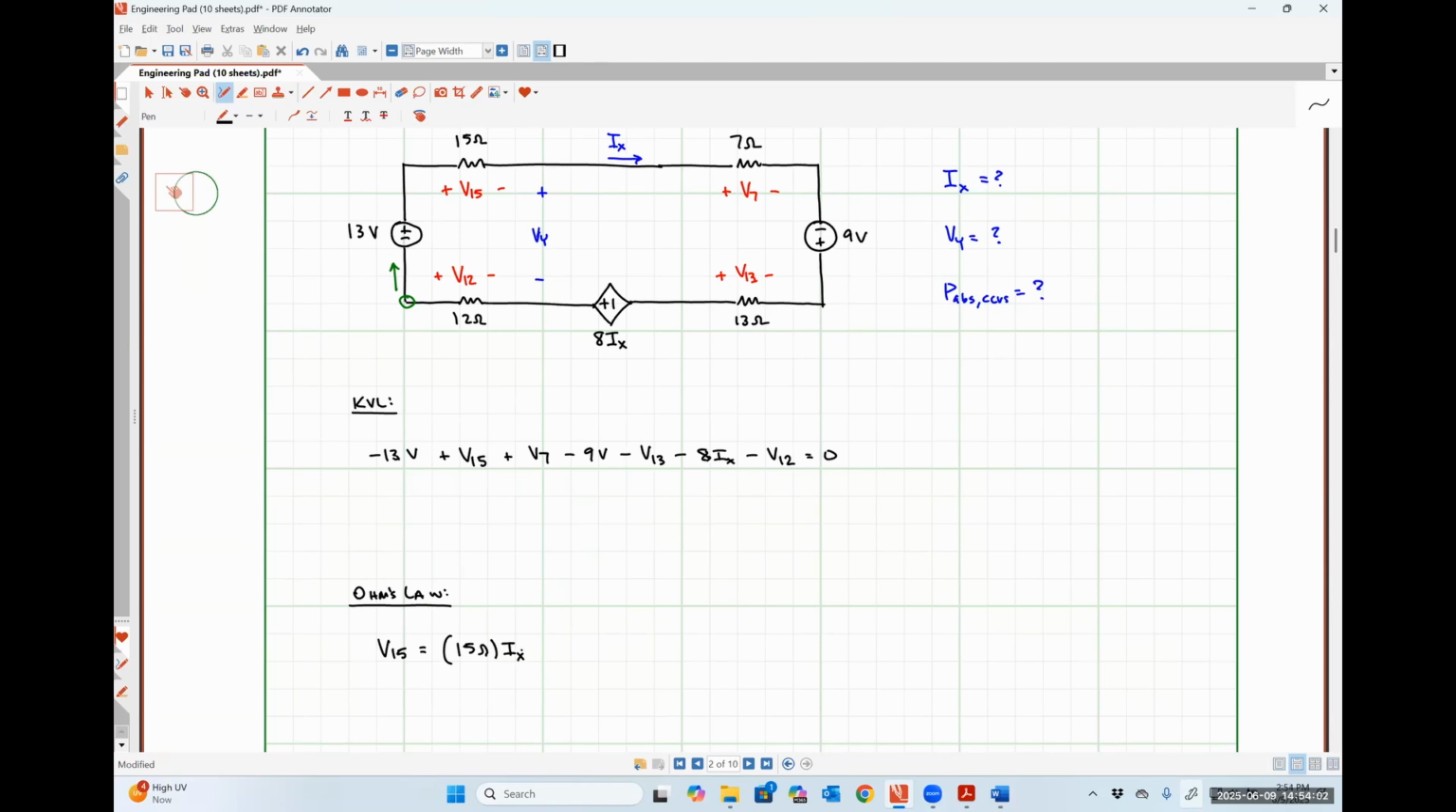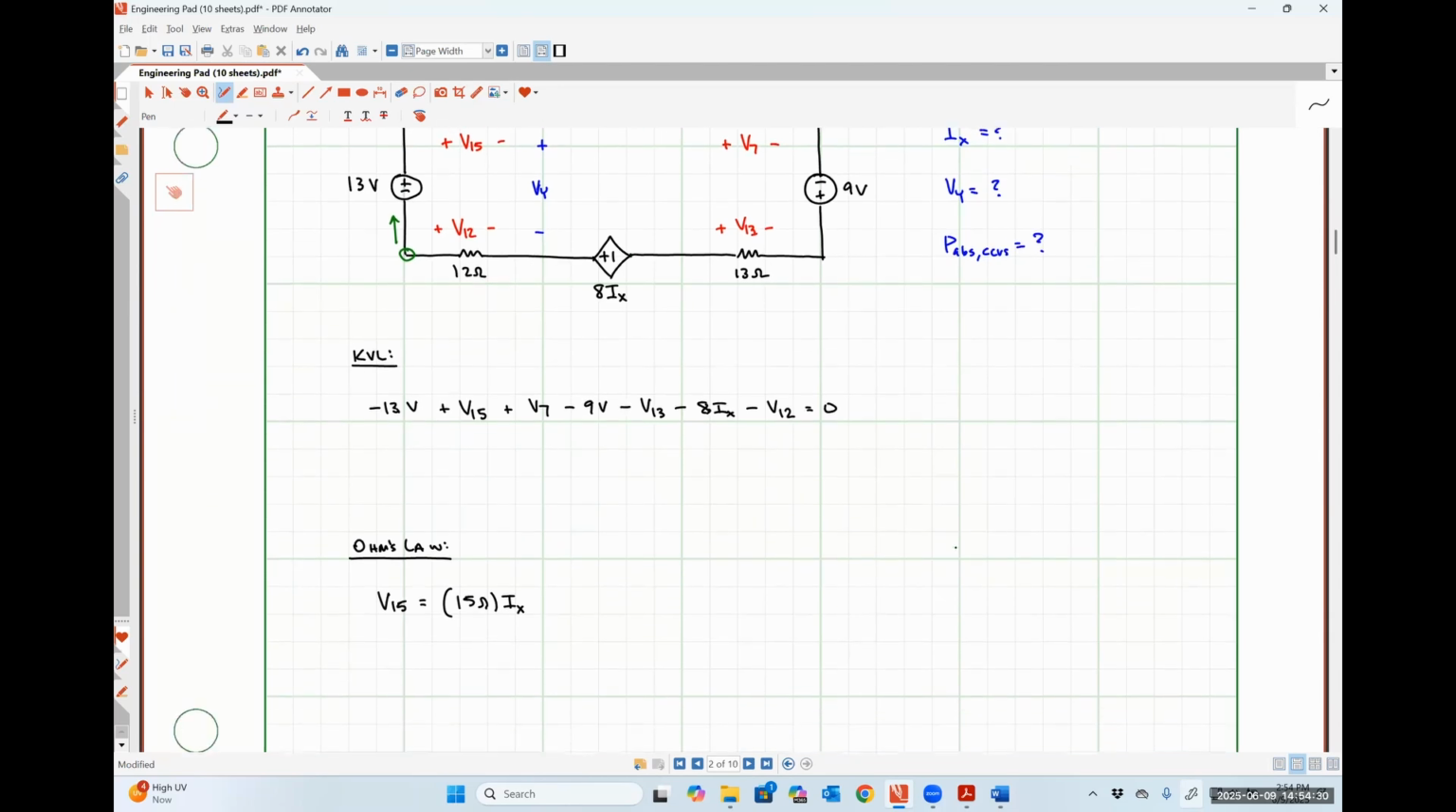So I believe that Colin is correct. The reason I'm saying he's correct is because we know that Ohm's law is V equals I times R, or how I did it, R times I. And IX is going to be flowing into the positive polarity terminal of that 15 ohm resistor as it flows around its clockwise path.